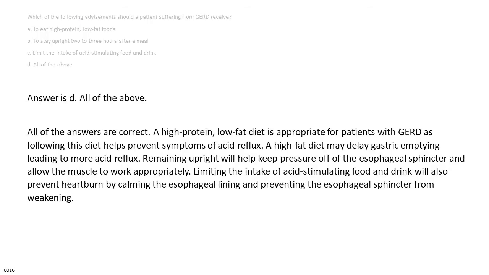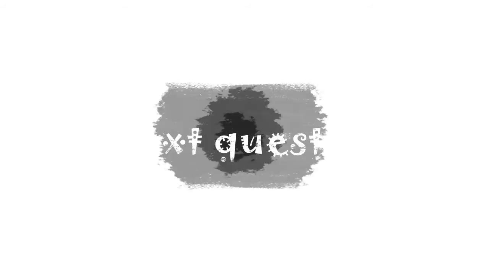Answer is D. All of the above. All of the answers are correct. A high-protein, low-fat diet is appropriate for patients with GERD, as following this diet helps prevent symptoms of acid reflux. A high-fat diet may delay gastric emptying, leading to more acid reflux. Remaining upright will help keep pressure off of the esophageal sphincter and allow the muscle to work appropriately. Limiting the intake of acid-stimulating food and drink will also prevent heartburn by calming the esophageal lining and preventing the esophageal sphincter from weakening.